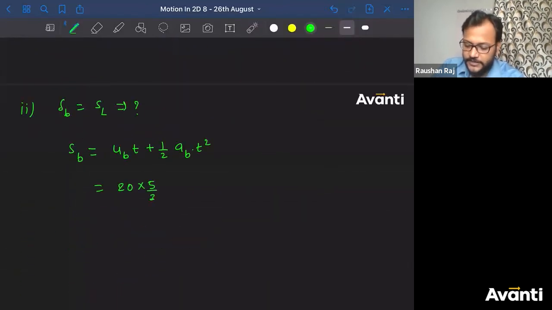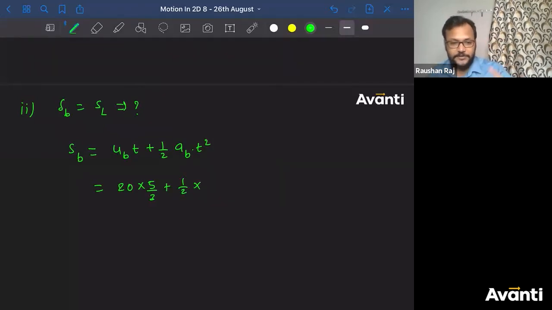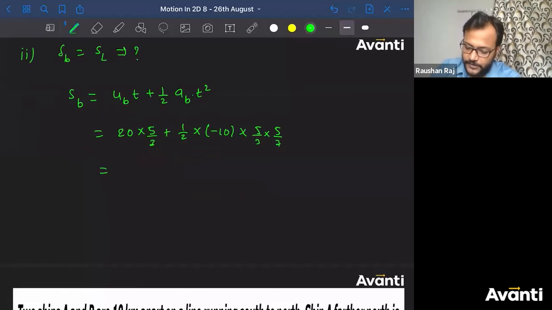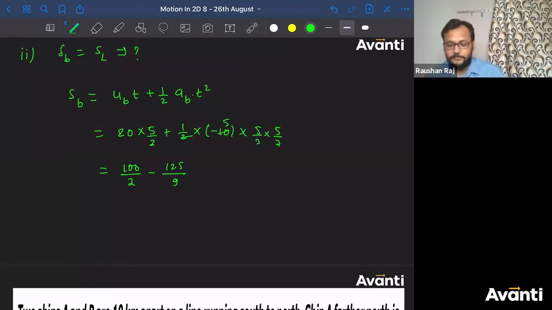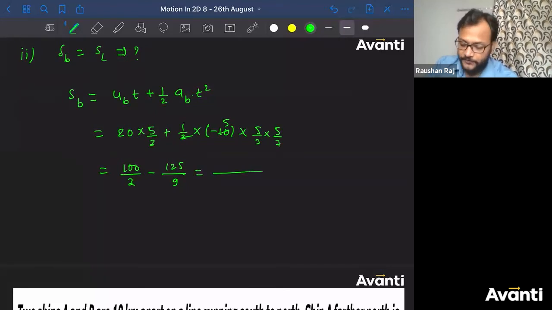Into T. T is 5/3 plus half into what is the acceleration of B? So ball is experiencing an acceleration in downward direction. That is equal to 10. So 10 into 5/3 into 5/3. Solve it down. क्या मिलेगा बच्चा लोग? So 100 divided by 3 minus, this will become 5, 125 divided by 9. 100 by 3 minus 125 by 9. Solve करेंगे. क्या मिलेगा बच्चा लोग? 9 will be the LCM. 300 minus 125. So correct answer is 175 divided by 9 meters.